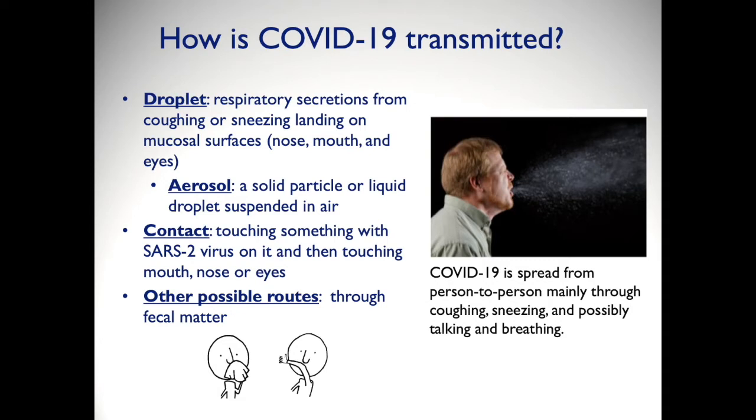One is droplet, through respiratory secretions from coughing or sneezing, which land on mucosal surfaces including the nose, the mouth, and the eyes. Another is through aerosols, where a solid particle or liquid droplet is suspended in the air. Another is physical contact, where you touch something with the virus on it and then touch your mouth, nose, or eyes. There are other possible routes, including through fecal matter. Keep in mind that the virus particles are not visible to the naked eye. The most harmful particles are submicron, smaller than 1/1,000,000th of a meter.